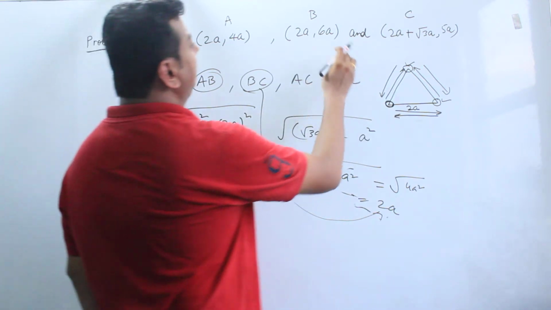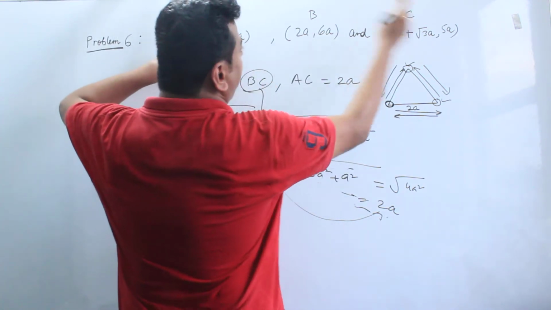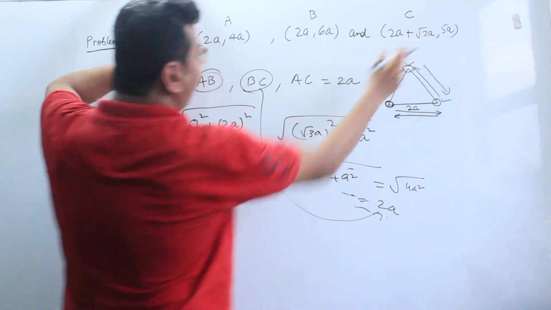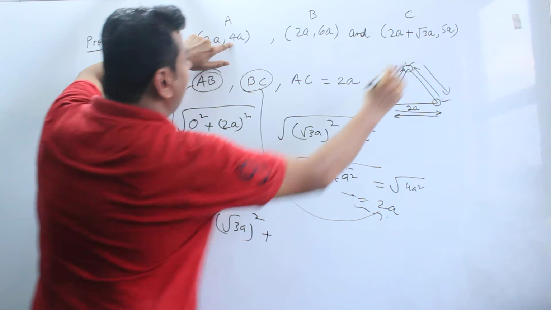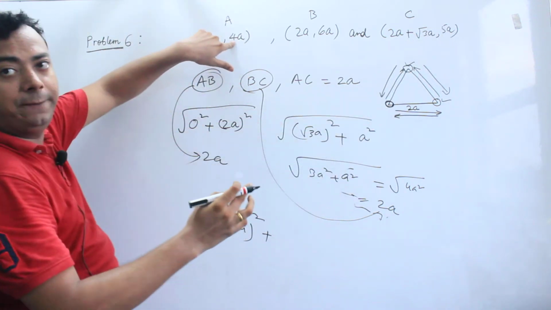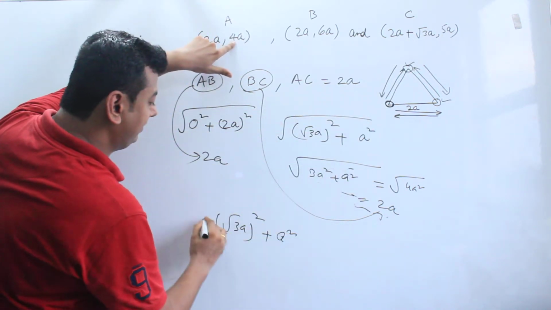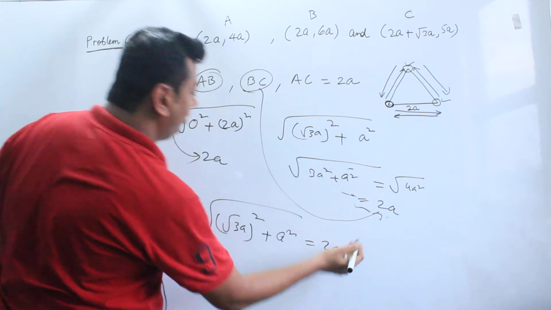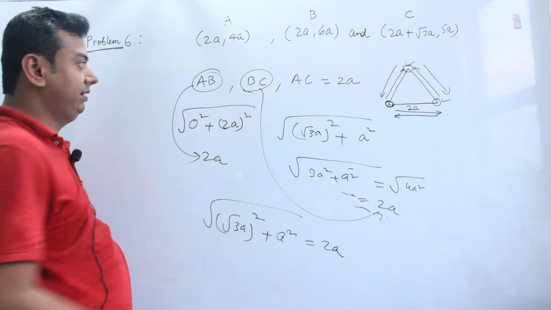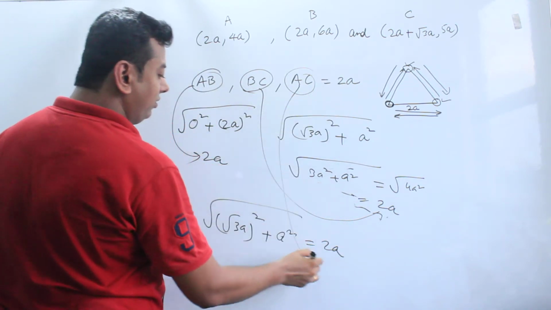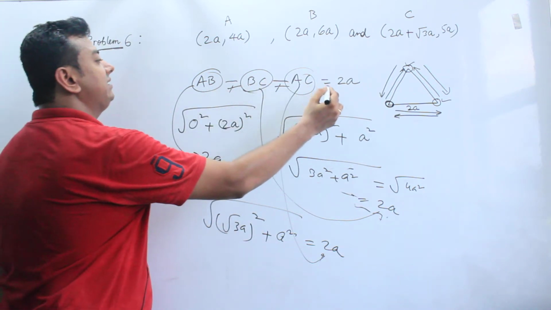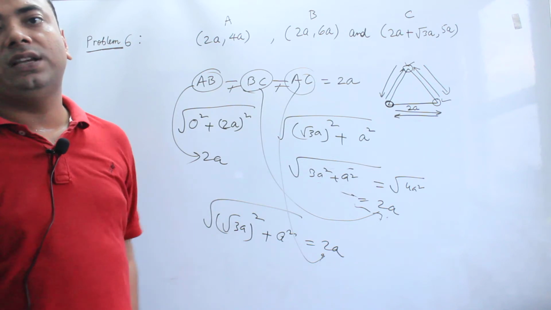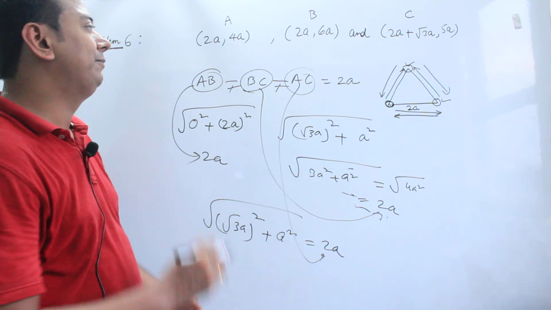What about AC? The difference between 2a and this one leaves root 3a. Root 3a whole squared plus 5a minus 4a, that is a, squared, under root, which is nothing but 2a, the same as this one. So AC is also 2a. As we can see, AB equals BC equals AC equals 2a. So this is an equilateral triangle.